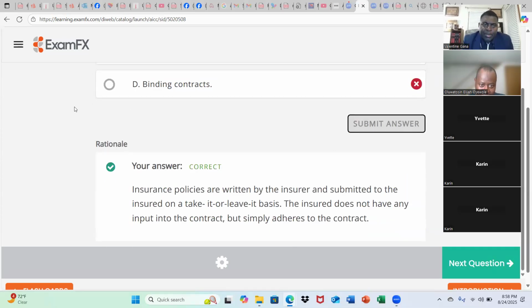Miss Karen, can you read the explanation below? Insurance policies are written by the insurer and submitted to the insured on a take it or leave it basis. The insured does not have any input into the contract but simply adheres to the contract. Very true.